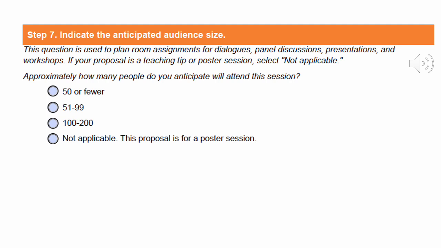So you may think step 7 is kind of difficult. It may be hard to anticipate your audience size. A couple of strategies that I've picked up over the years. If it's a teaching tip, generally I think they're going to say 50 or fewer. But if it's a really hot topic like AI, I'm going to bet that you might want to pick 51 to 99. And that's the same for panel discussions. Also, if your proposal has the word activities in the title, that's often a big draw at TESOL as it is at CATESOL.